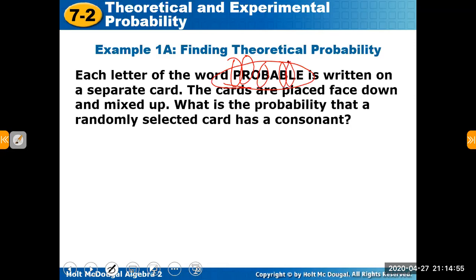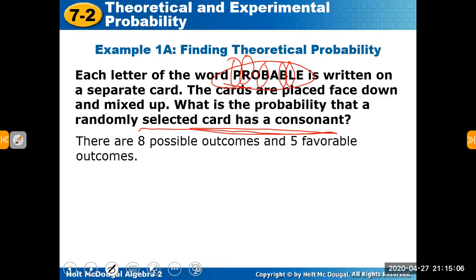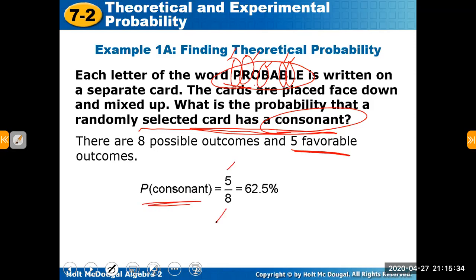So the question is, what is the probability that a randomly selected card has a consonant? We need to find the probability of this. How many total outcomes are there in the sample space? All the letters of the word PROBABLE are the possible outcomes. There are 8 outcomes and 5 are favorable. Favorable are the consonants: 1, 2, 3, 4, 5. So we have 5 favorable outcomes out of a total of 8. So P of consonant, the probability of a consonant, is 5 out of 8.